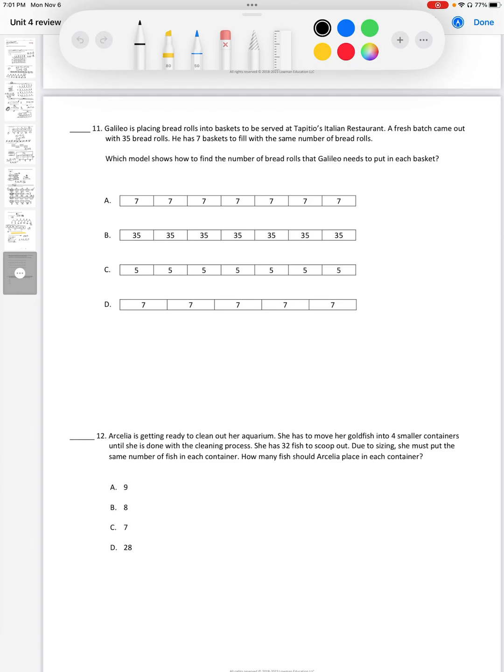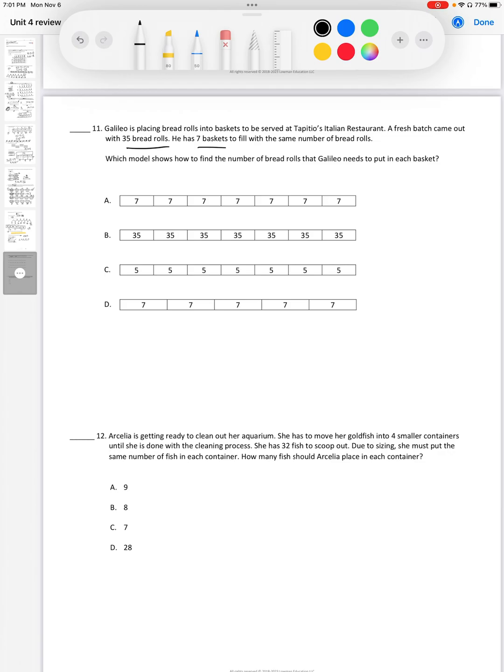Galileo is placing bread rolls into baskets to be served at Tepitio's Italian restaurant. A fresh batch came out with 35 bread rolls. He has 7 baskets to fill with the same number of bread rolls. Which model shows how to find the number of bread rolls that Galileo needs to put in each basket?